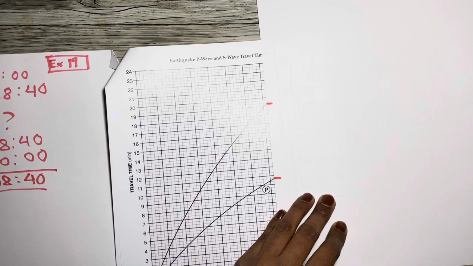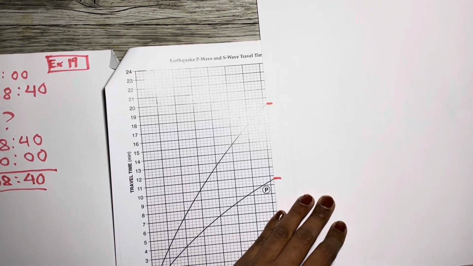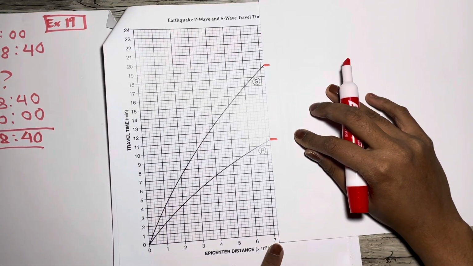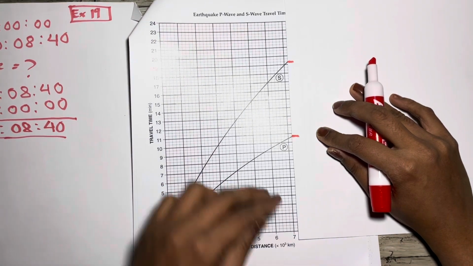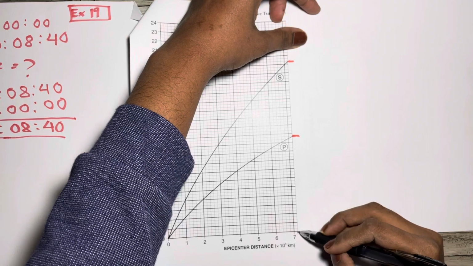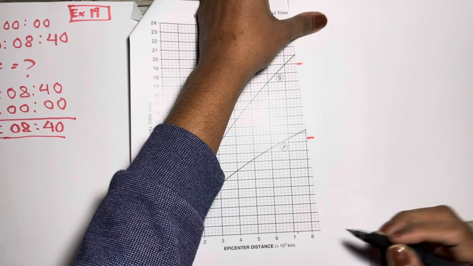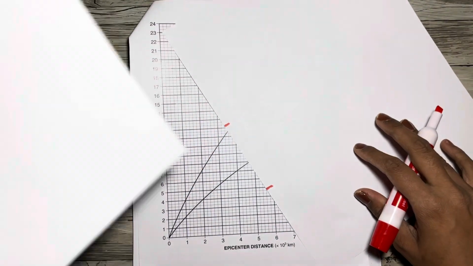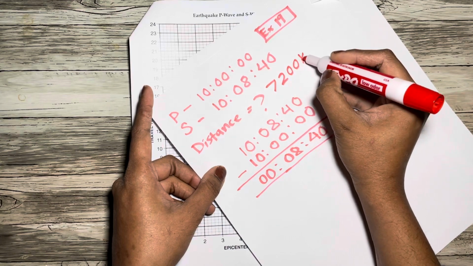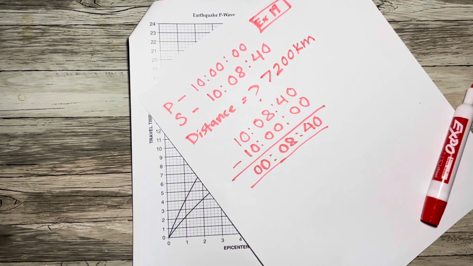So when I stop here, I see that the marks that I made are intersecting with the P and S wave curve. Now I can figure out my distance by going to the bottom and checking what my distance is at this location. If I go all the way down, I see that the distance that my P and S wave travel is 7,200 kilometers, and that's my answer. So the distance is 7,200 kilometers. Okay, so pause the video to try example 20.